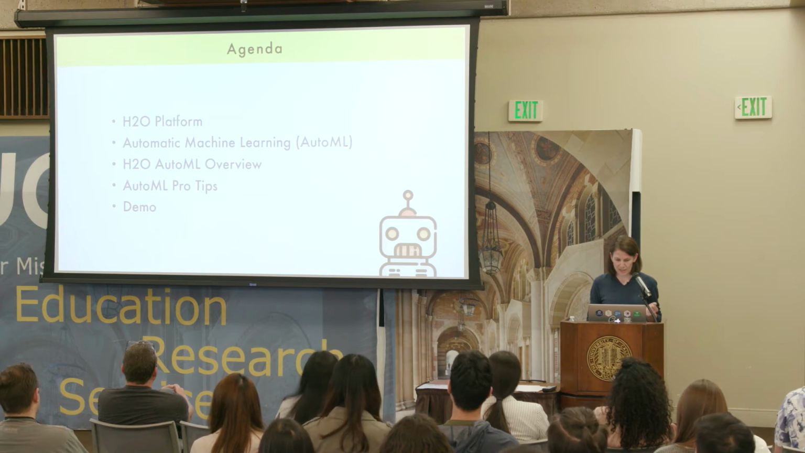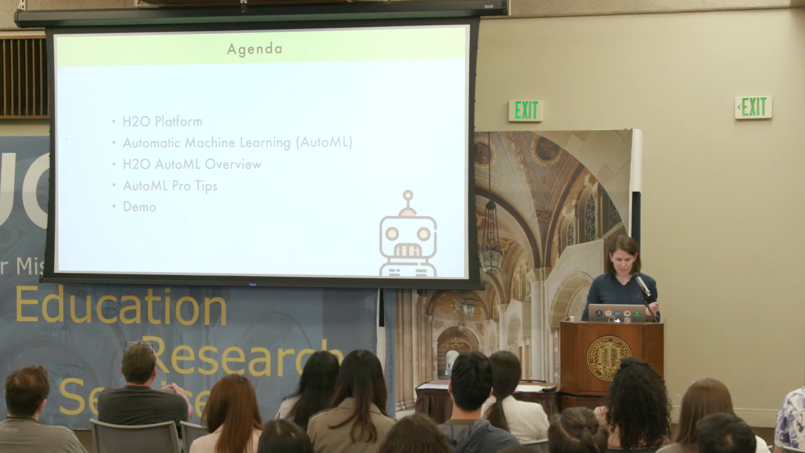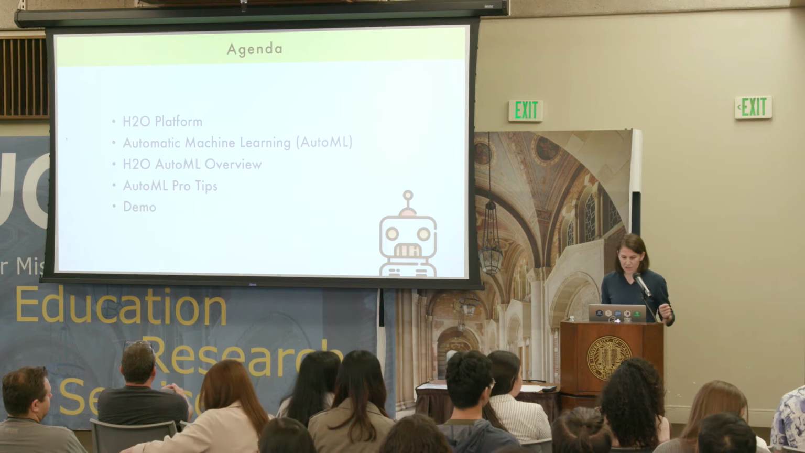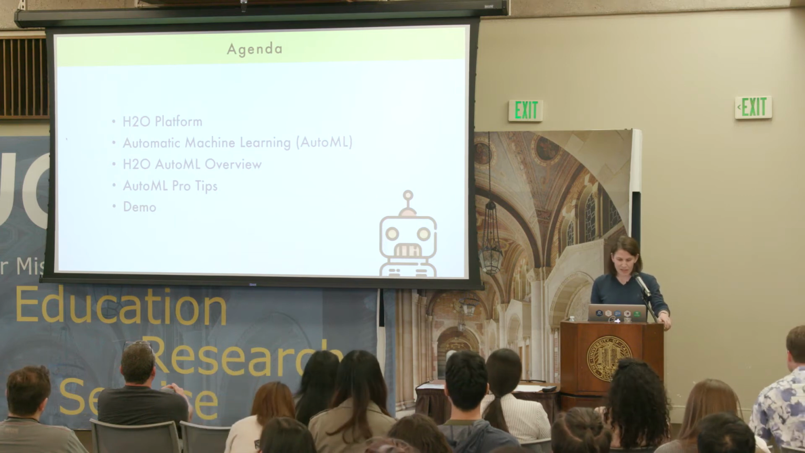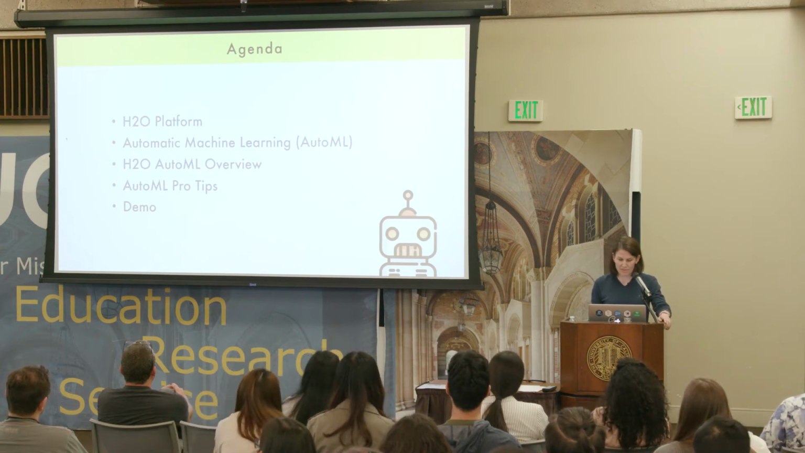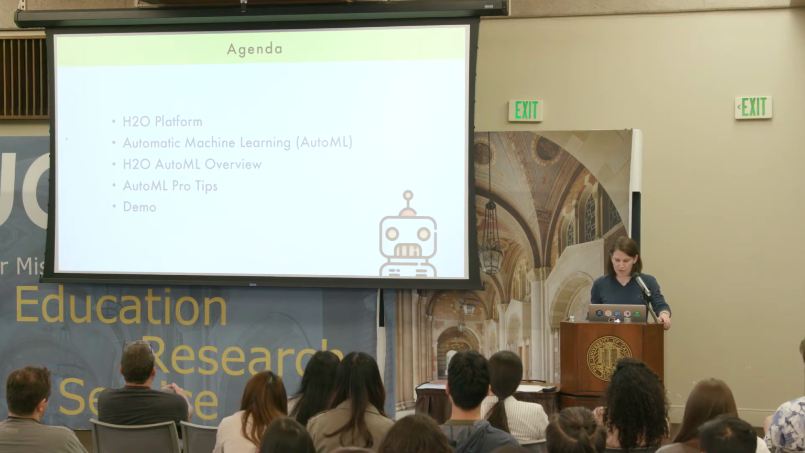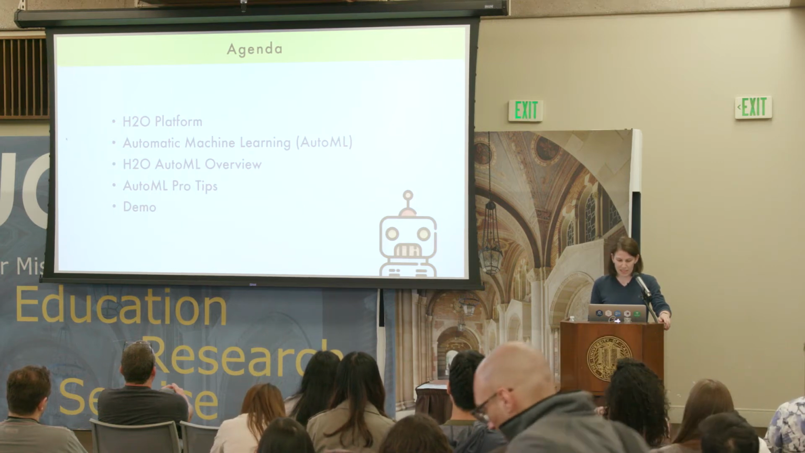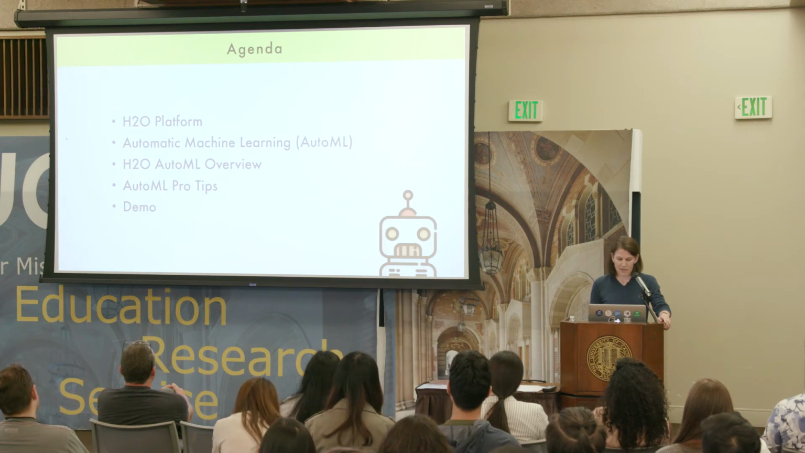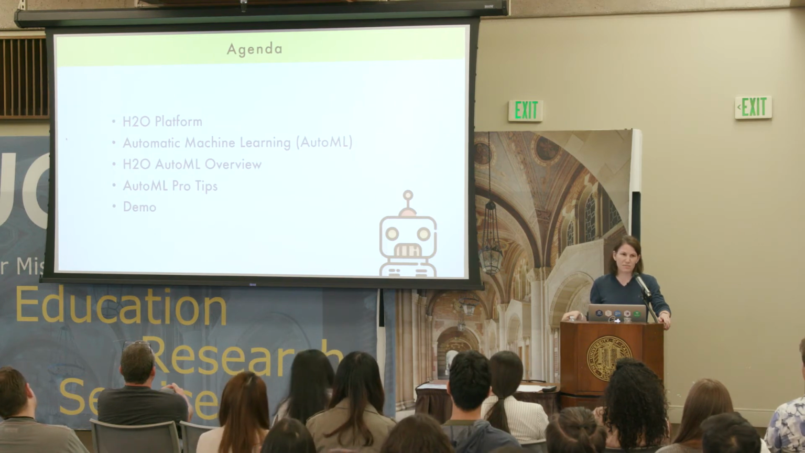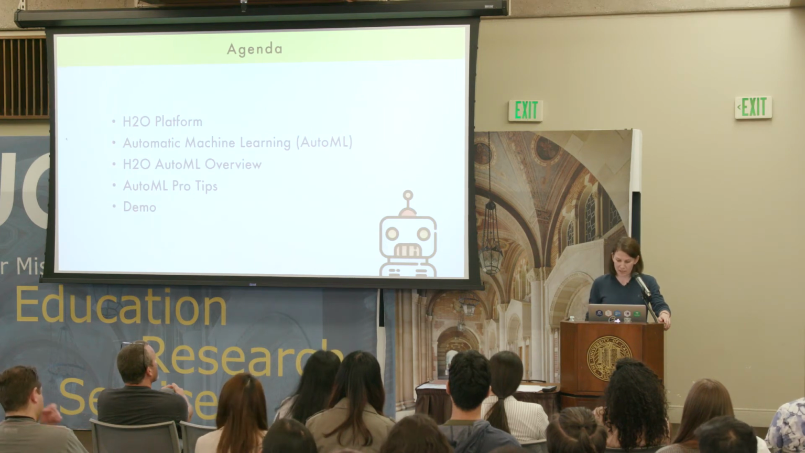Okay, so this is the overview of the talk. I'm just going to say a little bit more about the H2O platform and then introduce the concept of automatic machine learning. And then I'll talk about the H2O AutoML implementation, and then depending on time, I'll share some pro tips, but I might just skip over to showing some R Markdown files where we can look at some code.